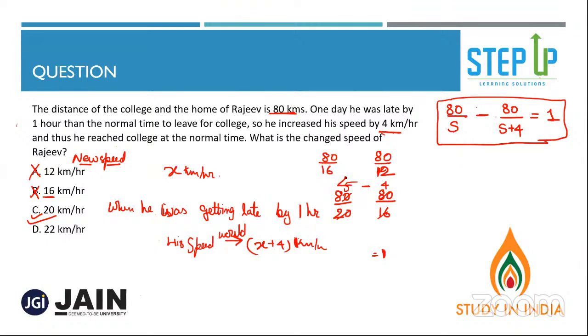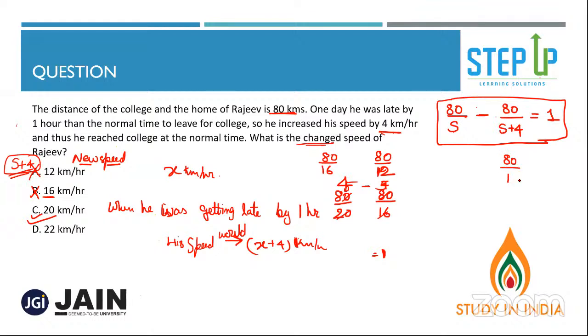Oh, this is 4 minus 5, right? But yeah, fine, go for this one. 80 by 16 minus 80 by 16 plus 4. Okay, 1 minute. These options are given to you as S plus 4, the changed speed. It means that S plus 4 is given. So substitute here.